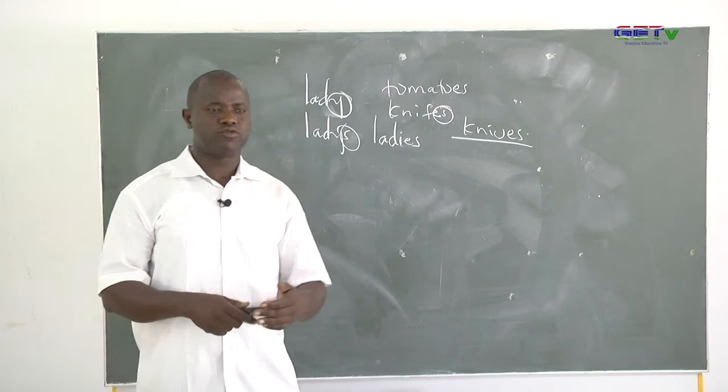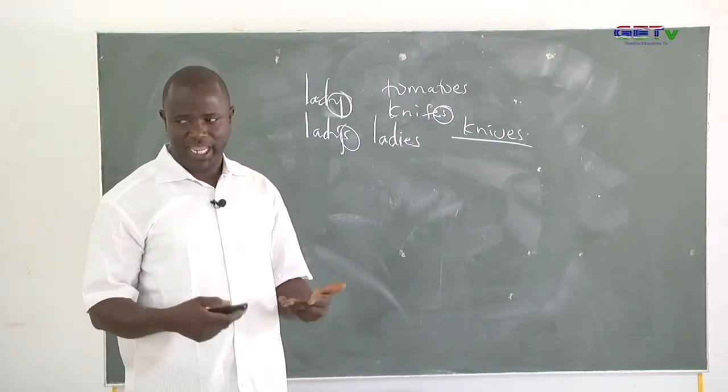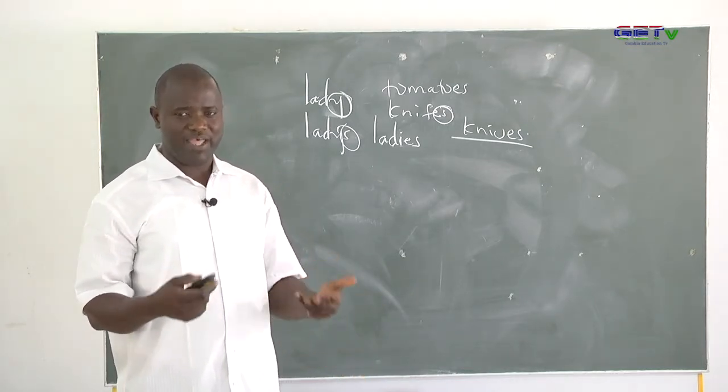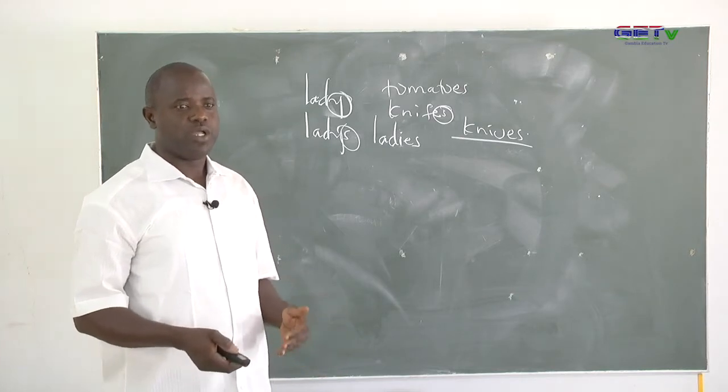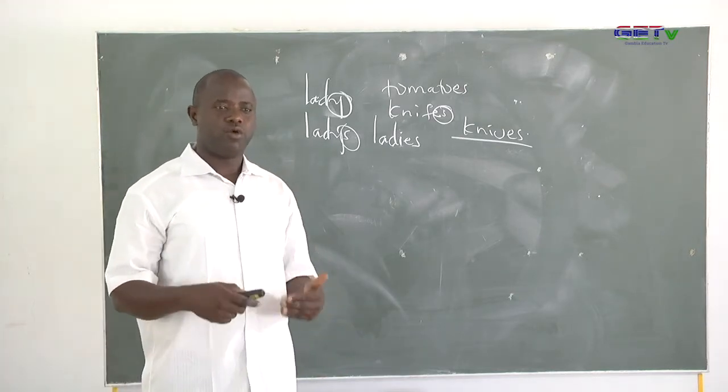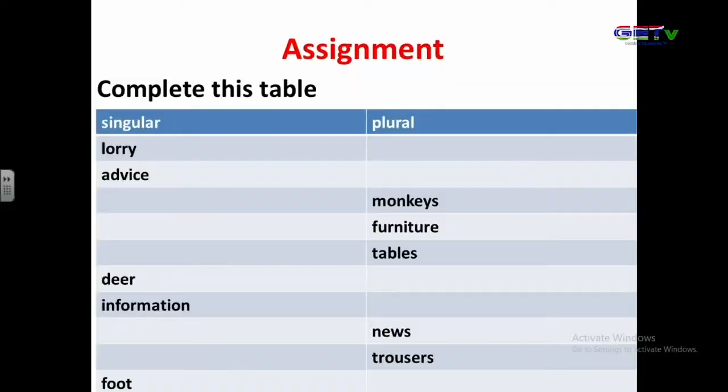So you were given some exercises before the end of the lesson, and also an assignment was given to you. Now let us look at our assignment. What was the assignment? The assignment was to complete this table. What do you have on the table? You have singular and plural. There are words that are put in their singular form. You are asked to give their plural form. Other words are put in plural form, and you are asked to give their singular forms.